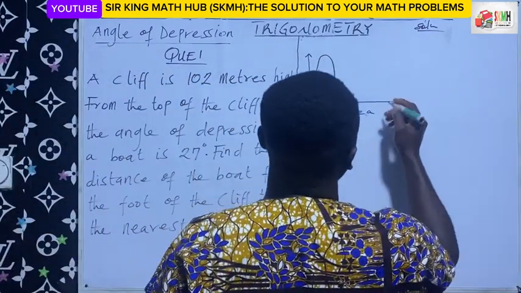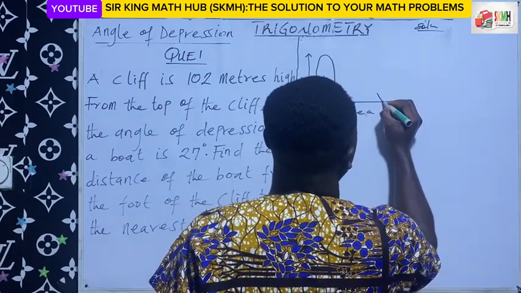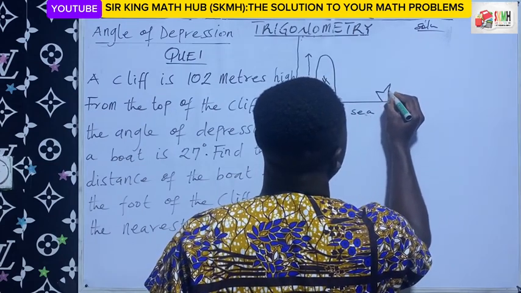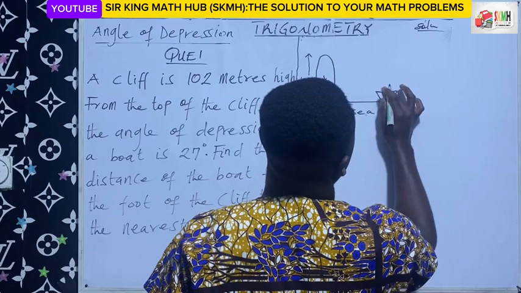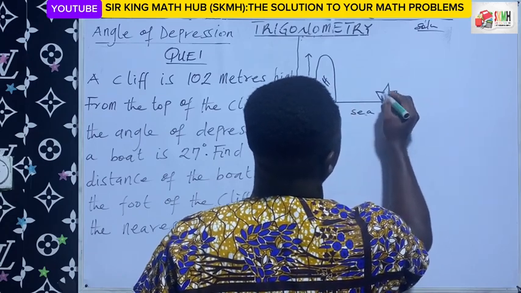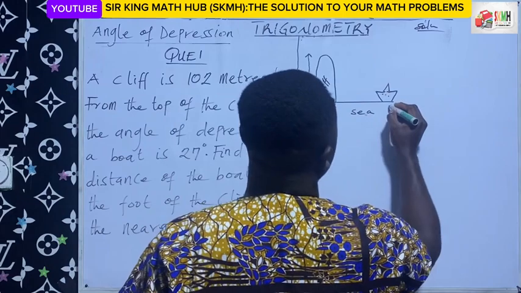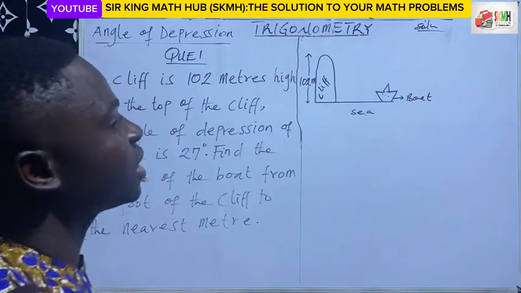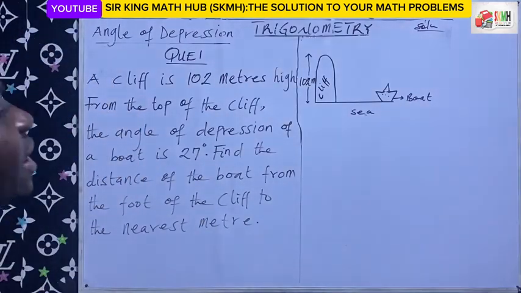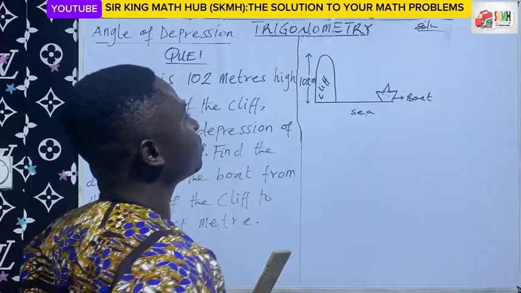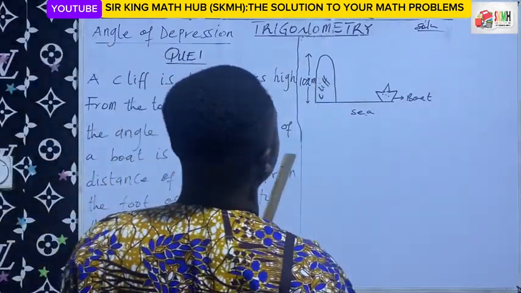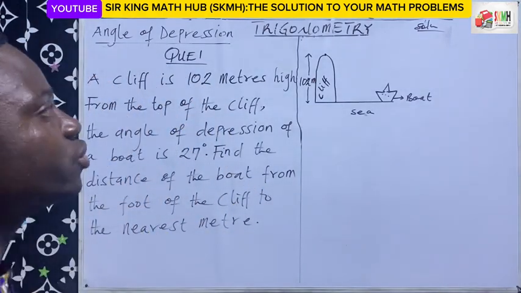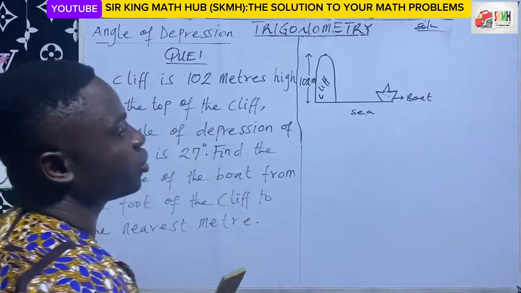Then we were told that there is a boat in the sea. So this is our boat on the sea. And then the angle of depression from the top of this cliff to the boat measures 27 degrees. So how do we draw the angle of depression from the top of the cliff?